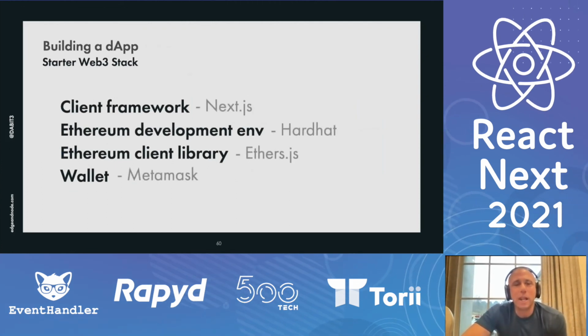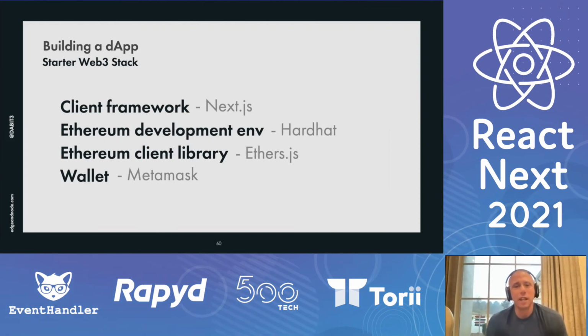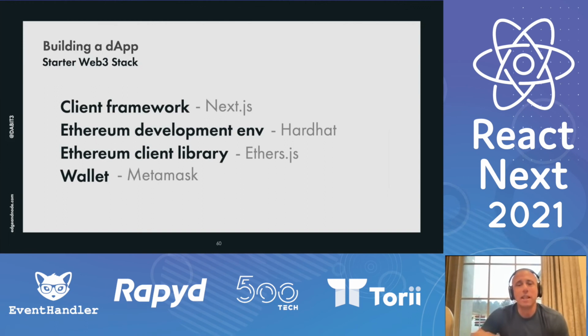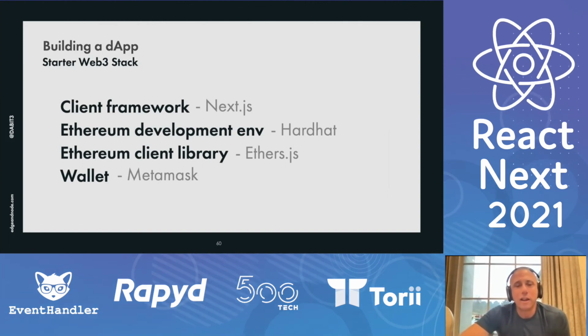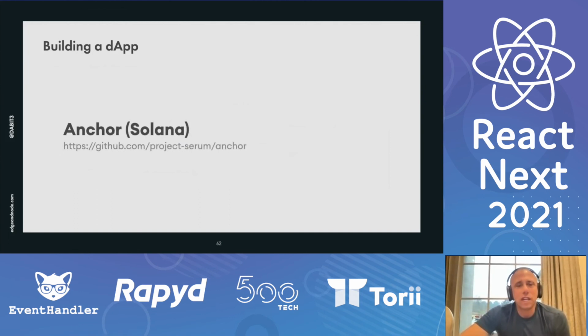So you might pick up this basic stack to get started. Your client framework might be Next.js. Your Ethereum development environment might be something like Hardhat. You have a client library, like you might think of Fetch or Axios; in the Web3 world, it might be Ethers. And then you have a wallet for identity, MetaMask. If you want to get started building, I would check out Scaffold ETH, which is a boilerplate that has dozens, or even hundreds, of different full stack example projects. I would also check out Anchor, which is a framework for building on Solana.